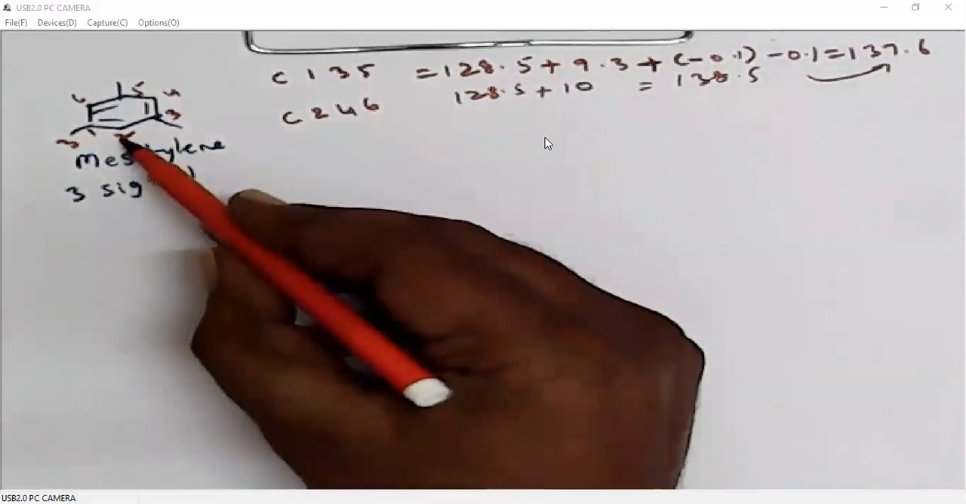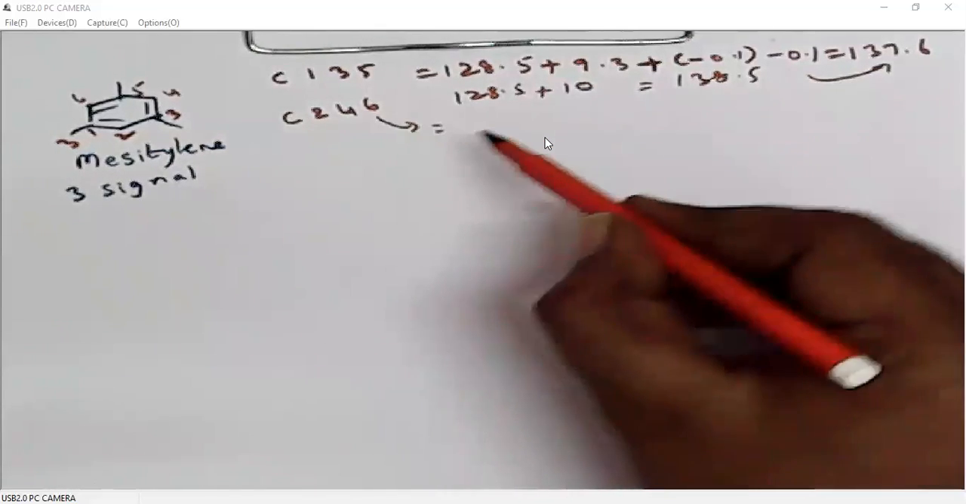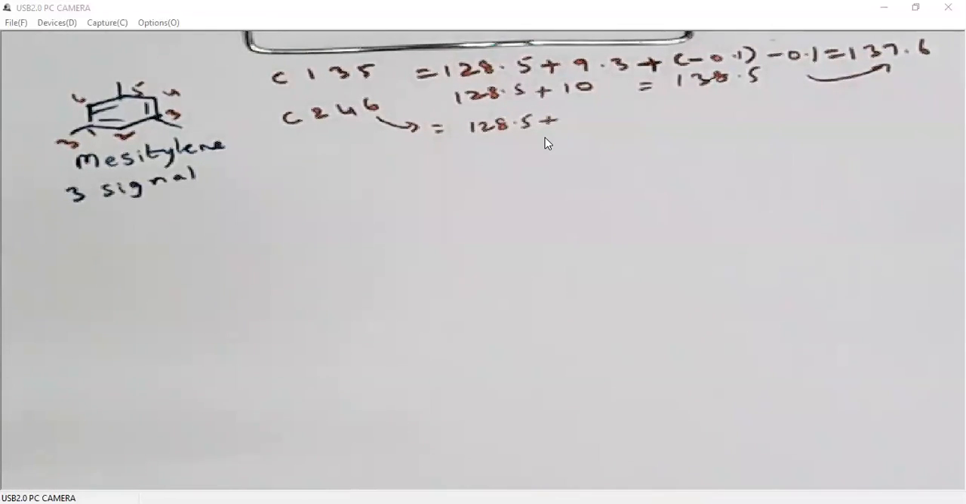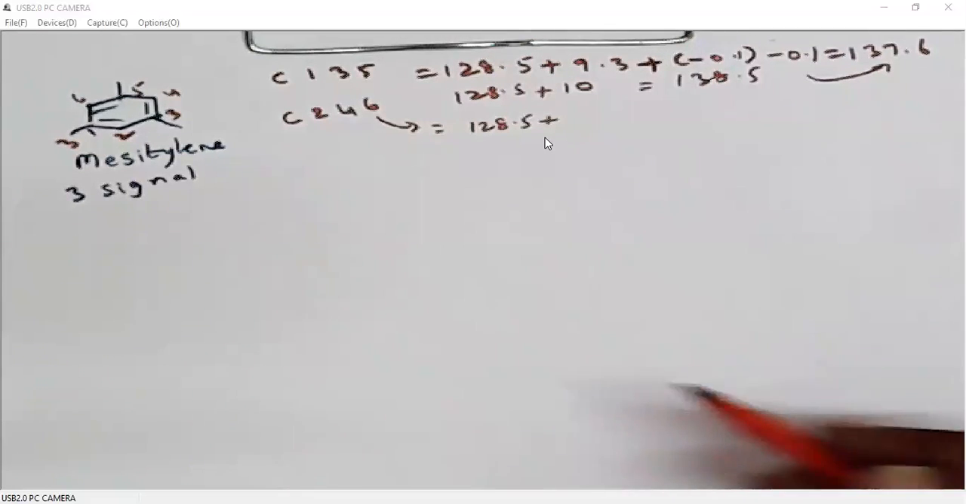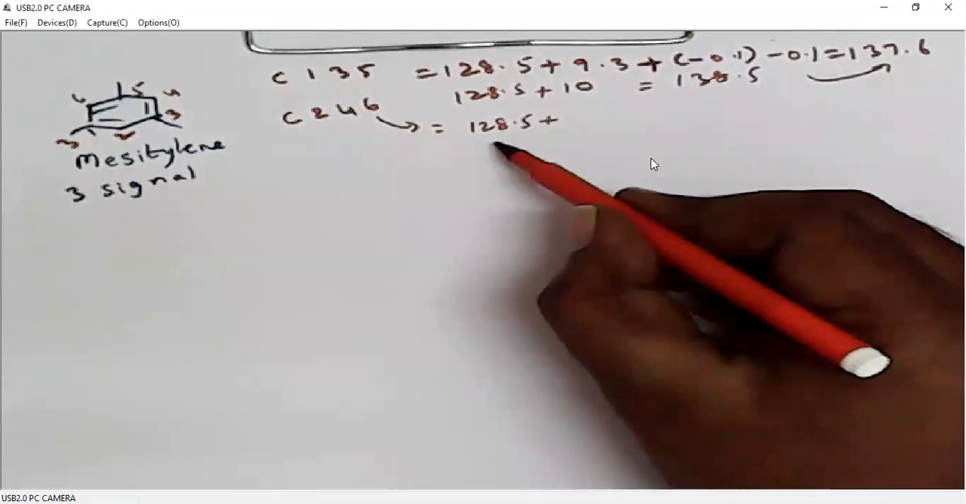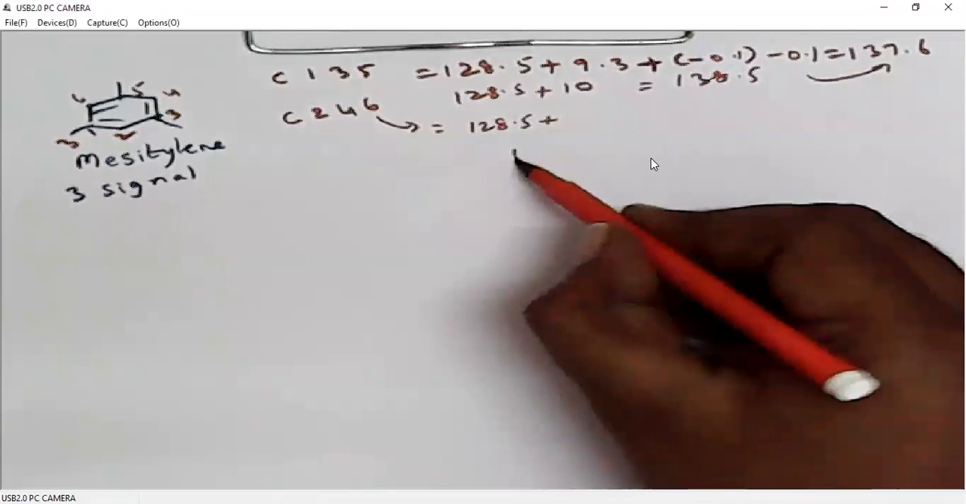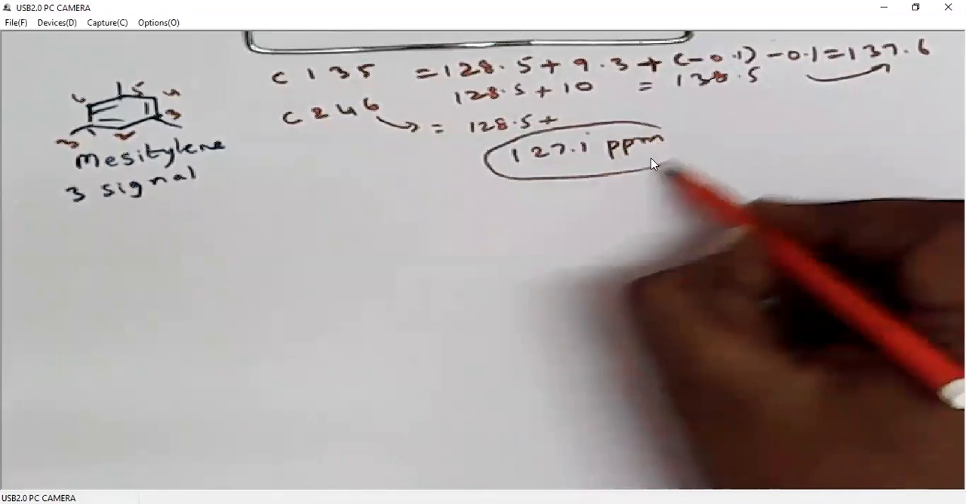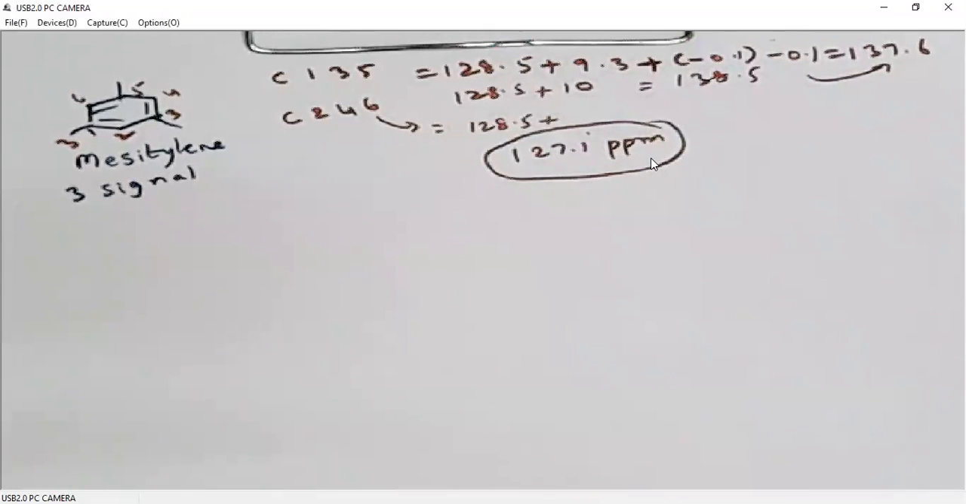Now we will calculate the C2 value. For C2, it is 128.5, because for the methyl group at ortho, meta, para positions, just ignore it. Now when we do that, this is 128 point something. The exact value is 127.1 ppm. But when we use the shortcut, we are almost there. So try utilizing the shortcut. Don't go for remembering exact values.